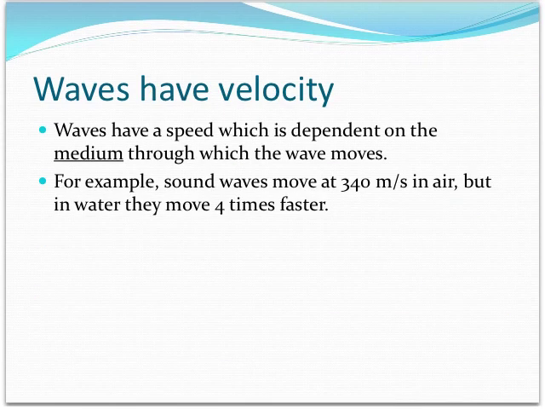Waves also have velocity. They can move very quickly, they can move very slowly. All right? It depends on what they're going through. So, for example, in air, waves move pretty quickly. But in water, they actually can move even faster, which is why something like sonar for submarines works. Okay? So the speed of sound in air is 340 meters per second. In water, it's closer to like 1,300 meters per second.